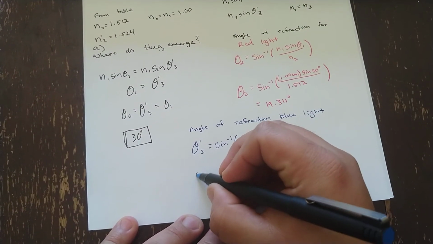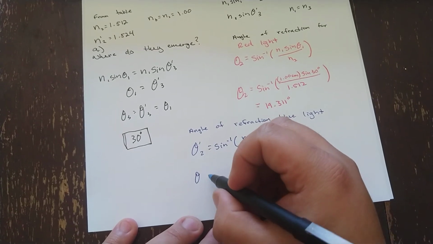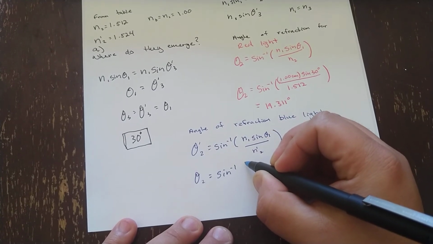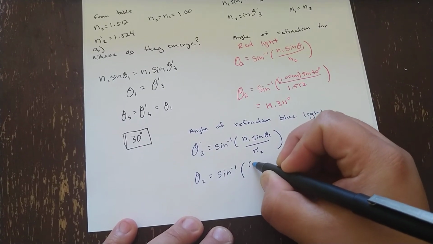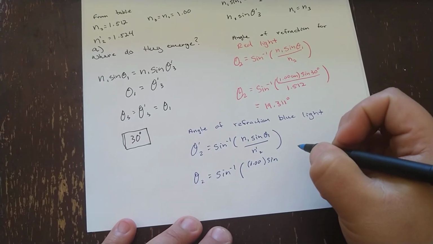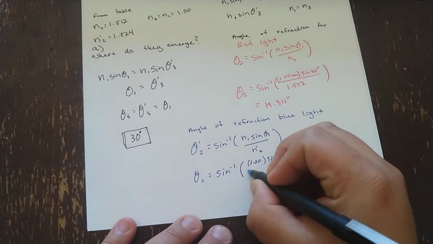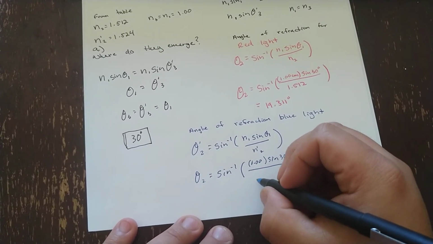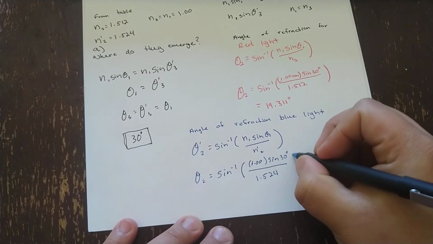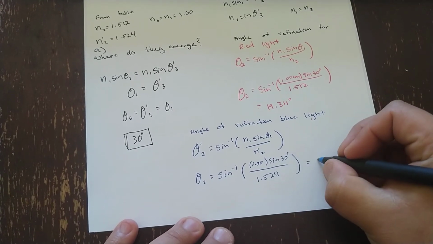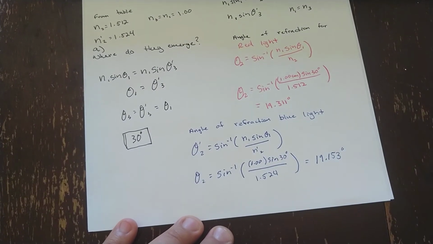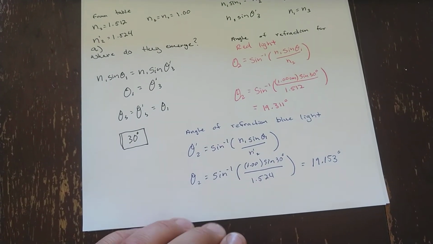Now we're going to fill it in, substituting our values from before, over the n prime 2 value for the blue wavelength. And you're going to get a number close, but not exactly the same. We still want to keep the correct amount of significant digits.